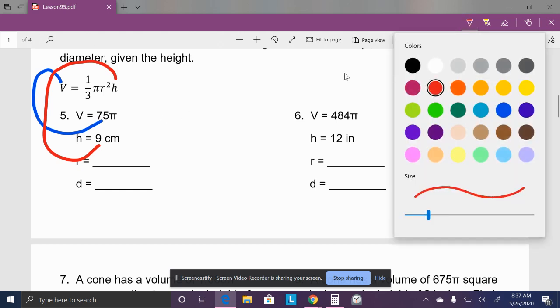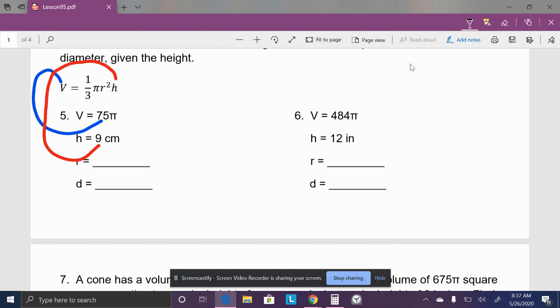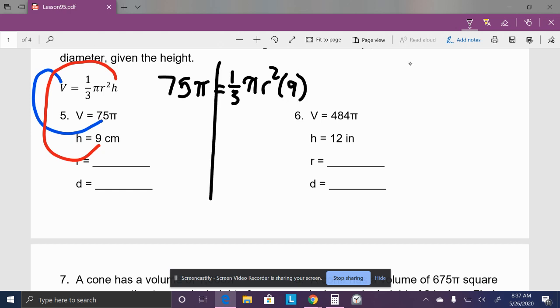So we have a formula of 75 pi, which is equal to 1/3 pi r squared times 9. I'm going to do some simplifying on this side. So I know what 1/3 of 9 is. 1/3 of 9 is, if you multiply in the calculator, 3. So 3 pi r squared.